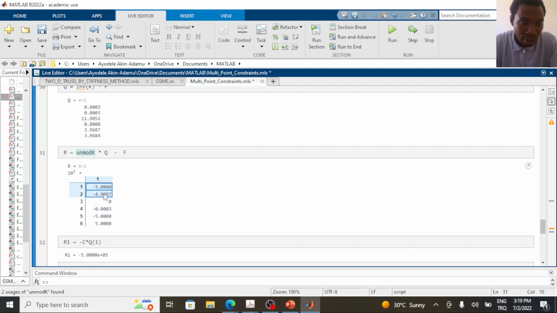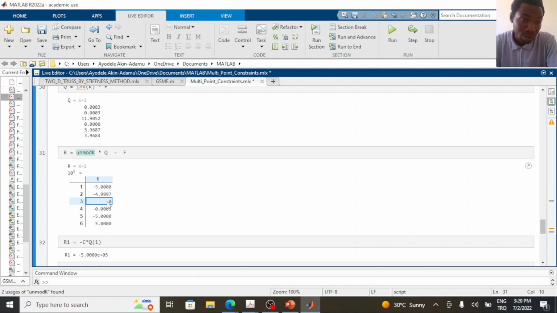1 and 2 are the reaction components at node 1. 3 and 4 are the reaction components at node 2. 5 and 6 are the reaction components at node 3. So the reaction component at node 1 is minus 500 kilonewton, or minus 500 thousand Newton. The reaction component at node 2 is also a value very close to minus 500 kilonewton.